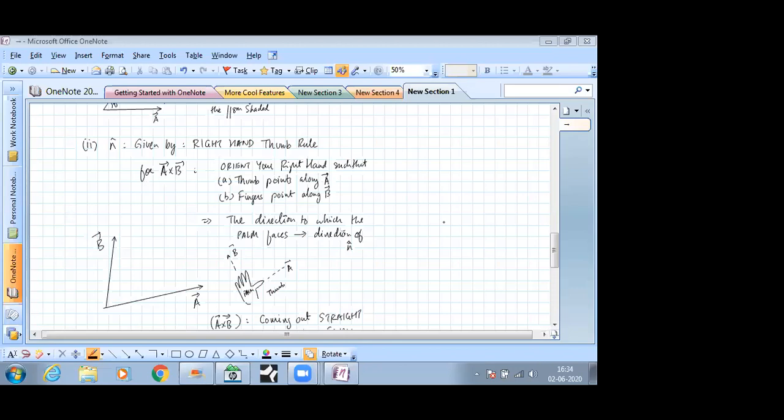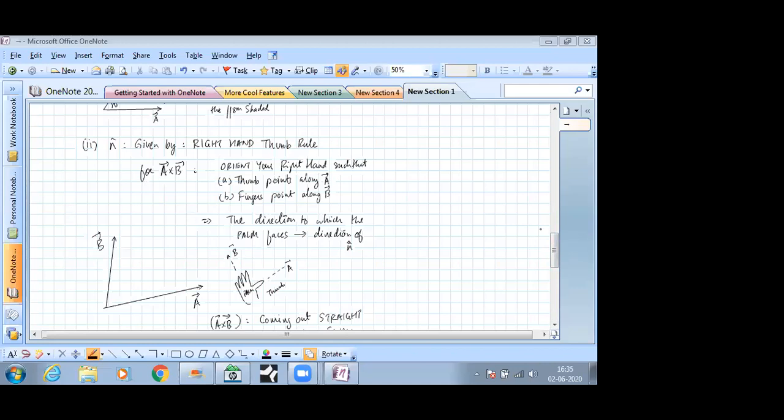Okay, so let's go over this whole thing once more. Yeah, the voice will be okay now. Okay, the voice will be fine now. So n cap points in such a way that if you're doing the operation A cross B, then you have to point your right hand thumb along A and your right hand fingers along B. In that case, whichever way your palm is facing, that becomes the direction of A cross B.